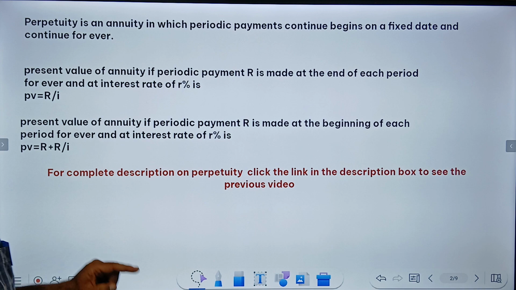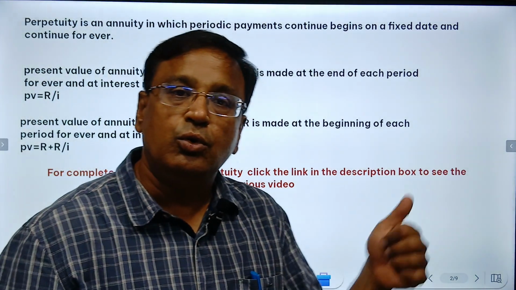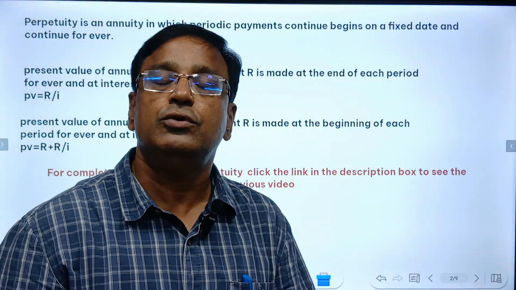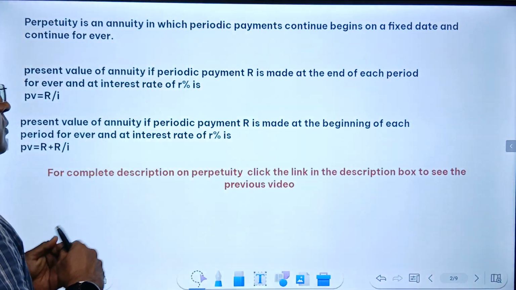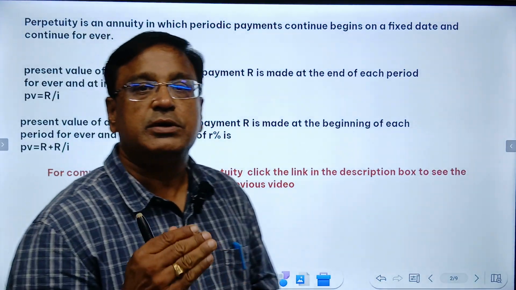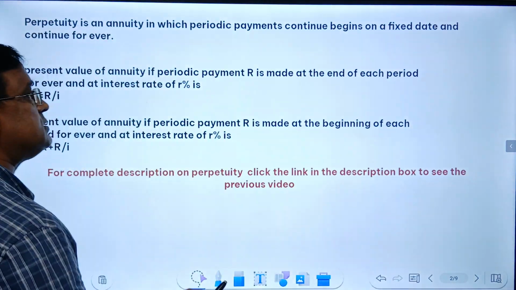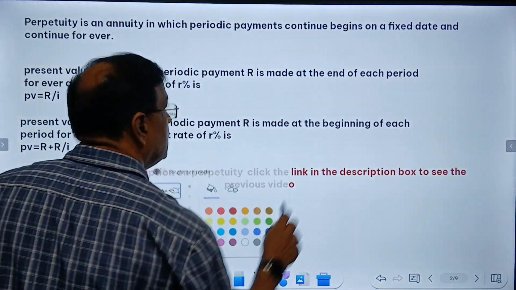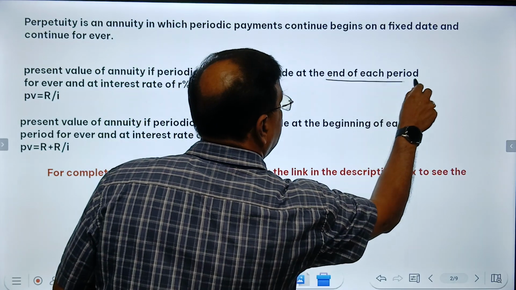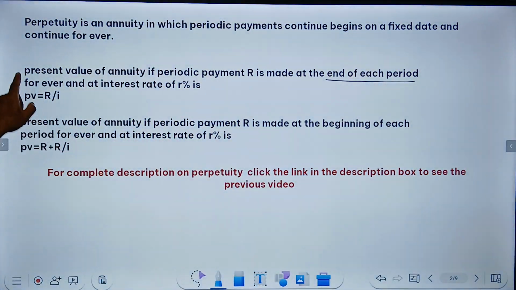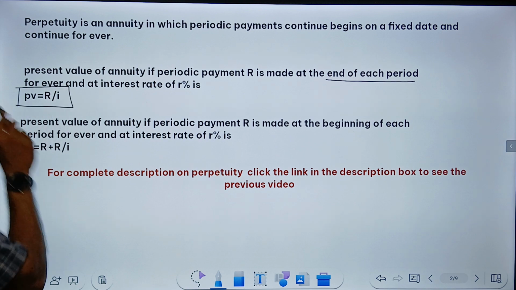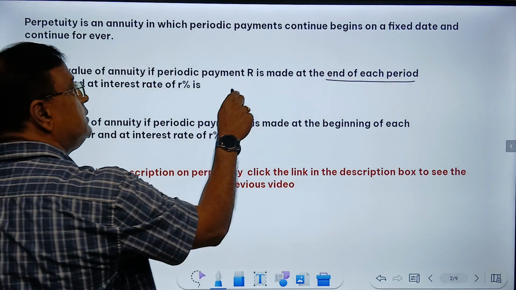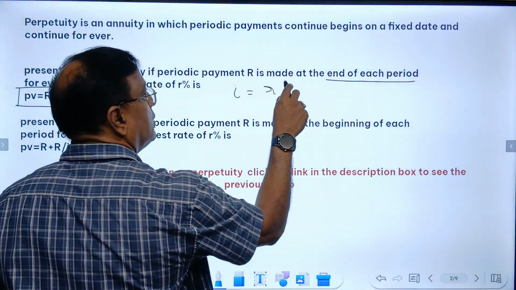We also discussed that in a perpetuity problem, you don't have a future value. Future value is undefined, something that you should not forget. So it has only present value. What is the present value? Suppose the payment is made at the end of each period, then the present value formula is R by I, where I is R by 100.